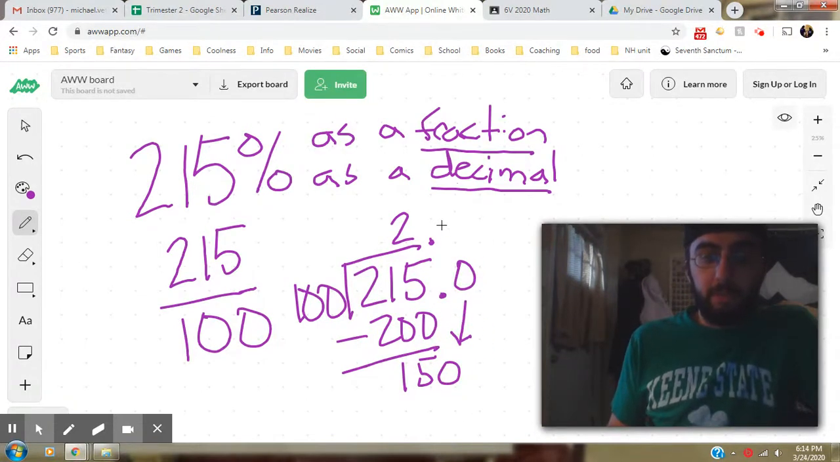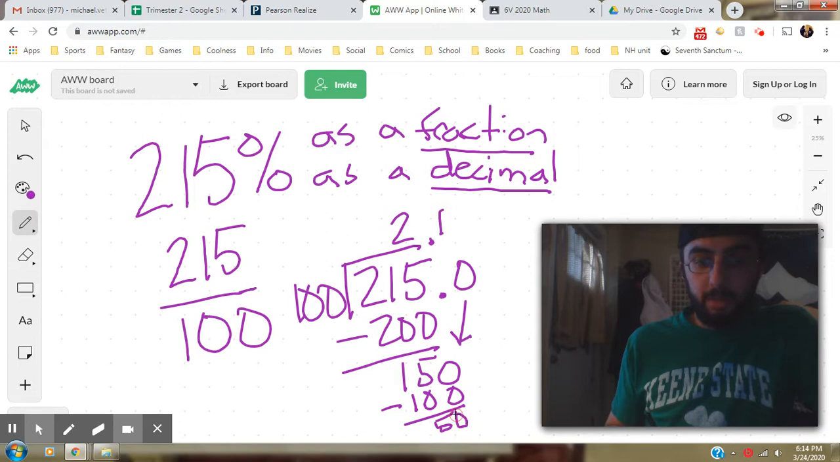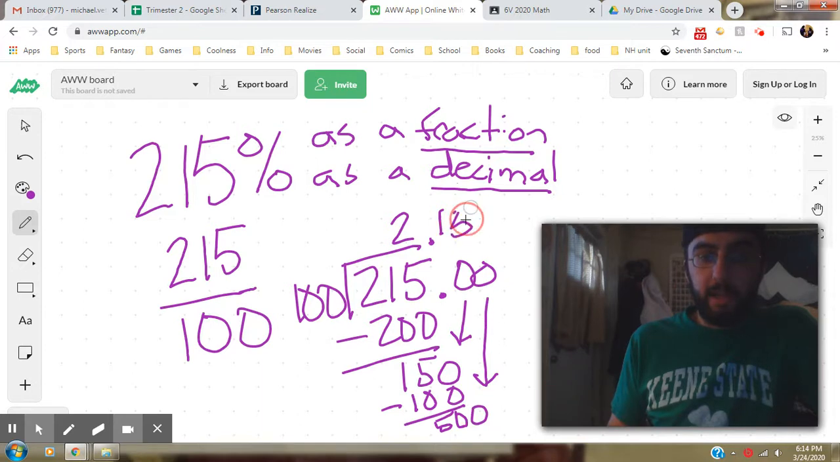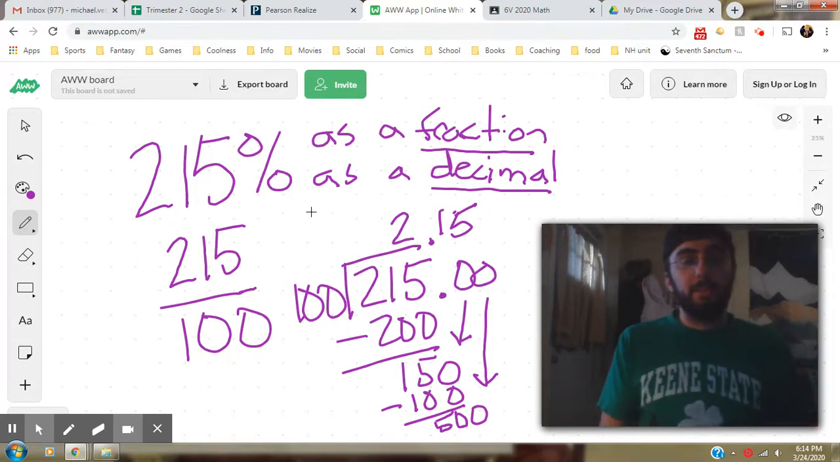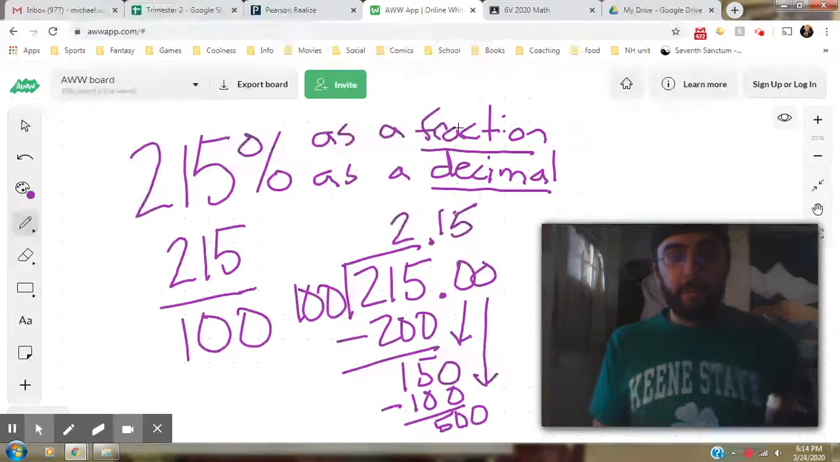100 into 150 is 1. You'll kind of see this taking shape, and me running out of room. And then we'll bring down one more 0. 100 into 500, 5 times. 5 times 100 is 500. We get no remainder. So 2.15 again. So that's 2 and 15 hundredths. So that's how you change a percentage over 100 into a fraction and a decimal.